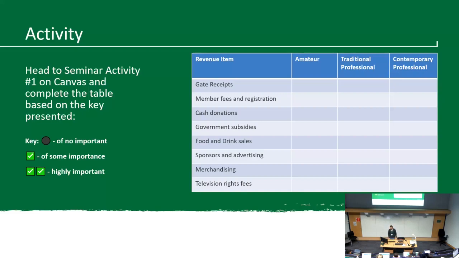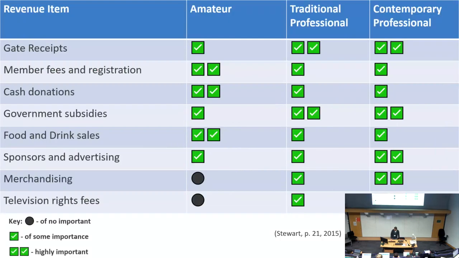Okay, good. Merchandise, amateur: not really. Traditional professional, and then contemporary professional. Okay, television rights fees, amateur: no importance. Traditional professional, and then contemporary professional. Great. Okay, so hopefully it's something like this, but it's not set in stone in terms of what this actually looks like, yeah?